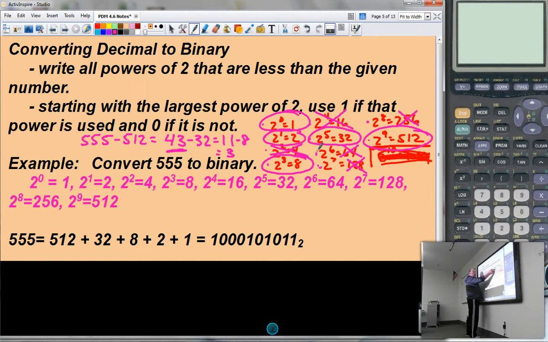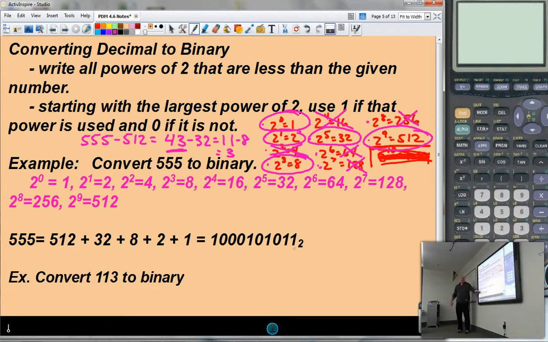Then I had a 0 for the 4th. I had a 1 for the 3rd. I had a 0 for the 2nd. And then for the 1st, and for the 0 power, I have 1, 1. Okay, I know that seems difficult. It's just a slow process.